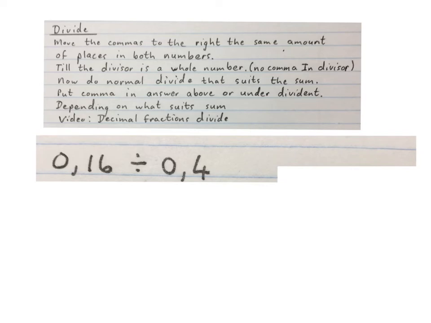Although we made a separate video for decimal fractions divide, let's do a few examples here. Here we have a decimal divide by a decimal, 0,16 divided by 0,4. The first rule is, move the comma to the right in both of the numbers the same amount of places. So we want the divisor, which is this one, not to have a comma in it anymore. So we move the comma 1 place to the right. Move the comma 1 place to the right here too.